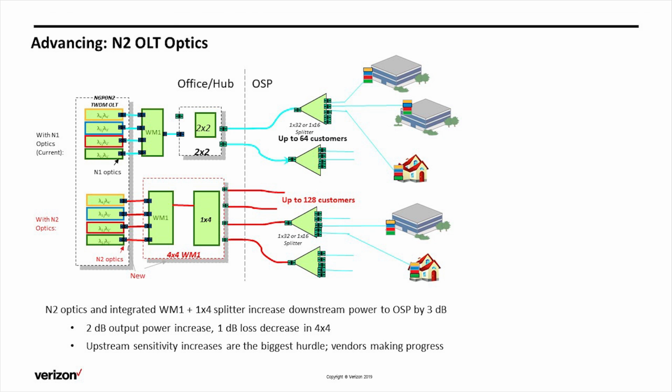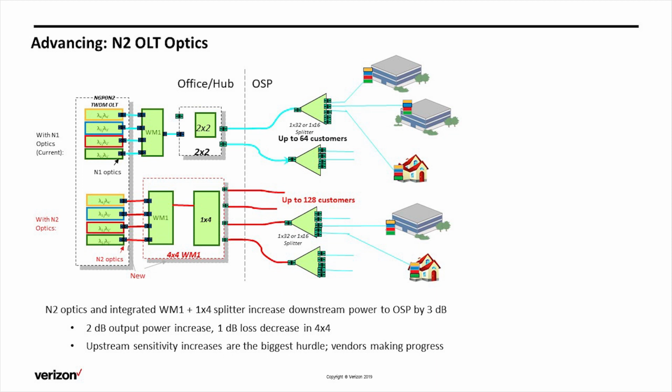In doing so, though, what you're going to do is increase your loss. When you double that split, you've got that 3 dB of loss that you've got to take care of somehow. Well, you can do that in the downstream by first increasing the launch power here. And the vendors have been able to do that. They've gotten about a 2 dB increase in launch power there.